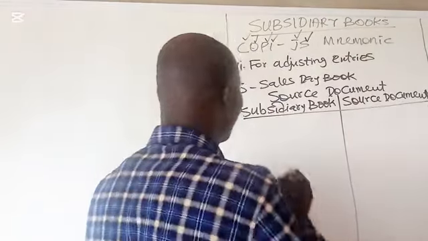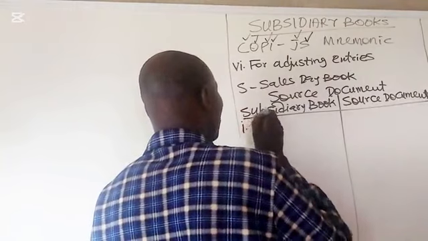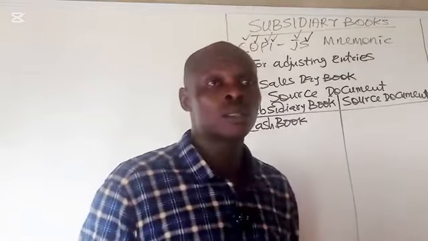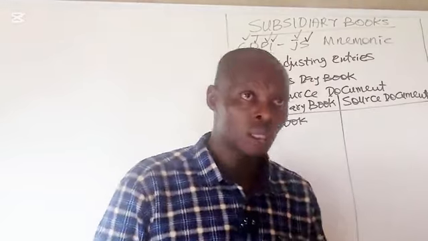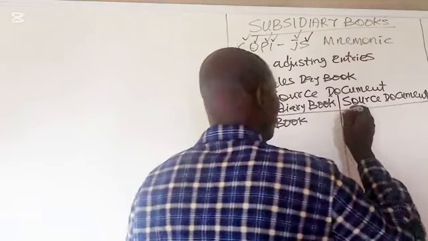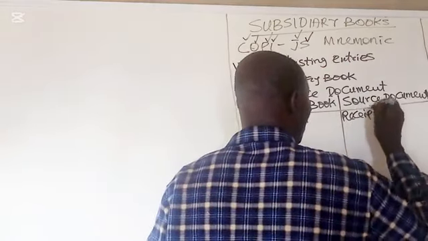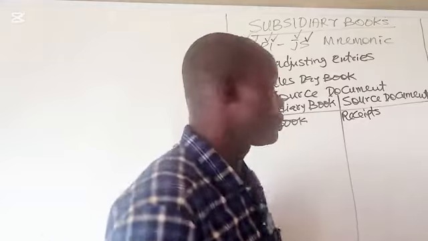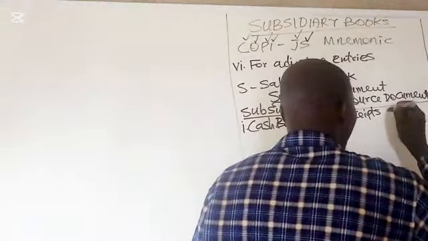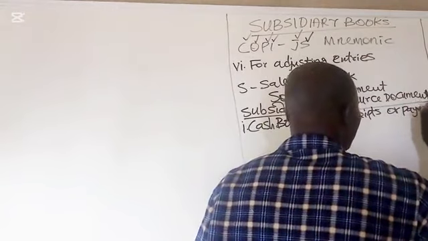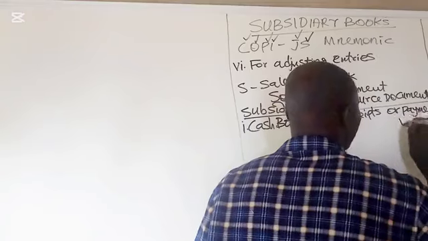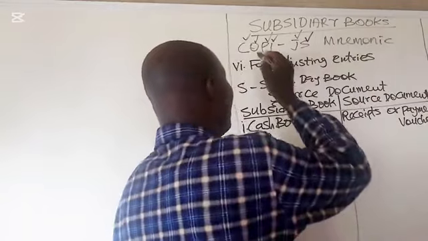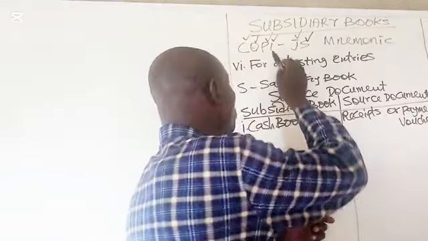The number one from CopyJS is cash book. The source document of cash book is receipts or payment voucher. When you buy or sell, you'll be issued a receipt or a payment voucher.